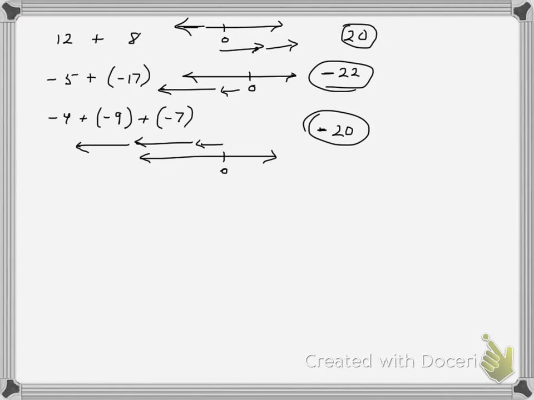Now, let me summarize this. Whenever you have all the same sign, whether all positive numbers or all negative numbers, how did I figure it? I took the sum of my movement, or I took the sum of the value represented, right?